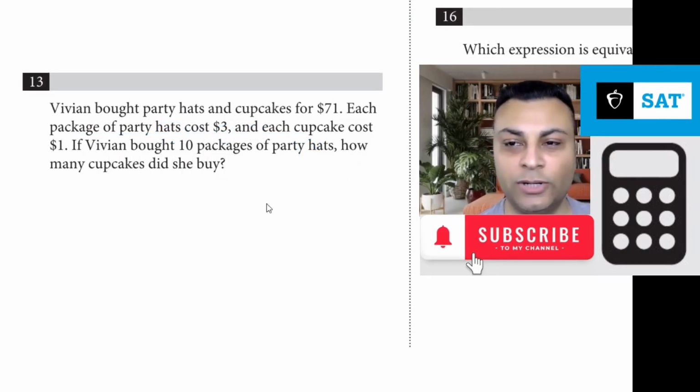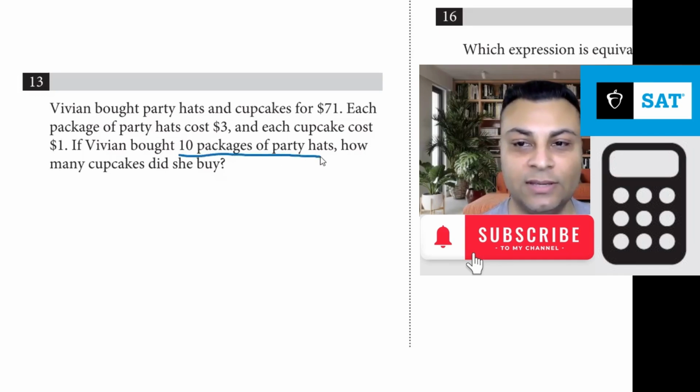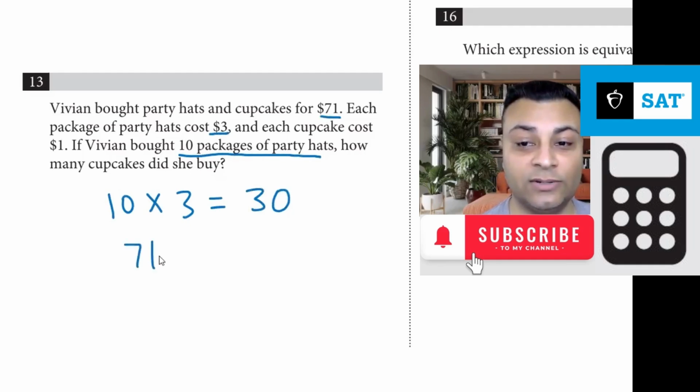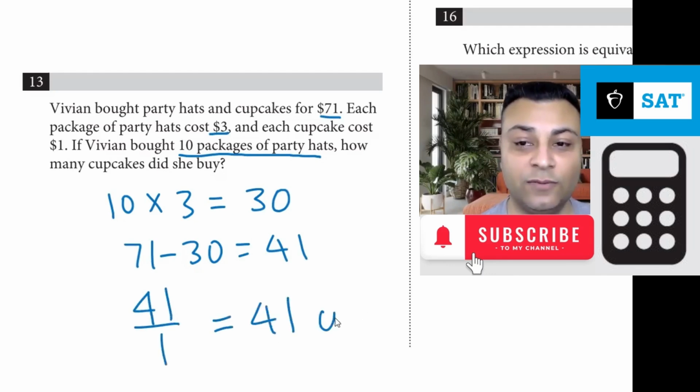Question 13, Vivian bought party hats and cupcakes for $71. Each package of party hats costs $3 and each cupcake costs $1. If Vivian bought 10 packages of party hats, how many cupcakes did she buy? So when she bought these 10 packages of party hats, and each one's $3, that by itself is already $30. And you have 71, so 71 minus 30. You have $41 to spend on cupcakes. The cupcakes are $1 each. So 41 divided by 1, because they're $1 each. You still get 41. So she bought 41 cupcakes, and that's the answer, 41.